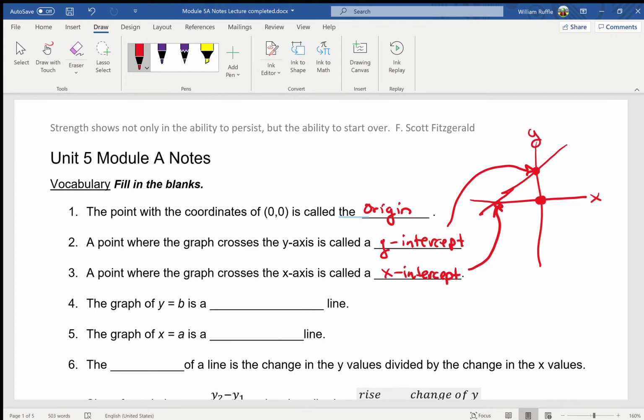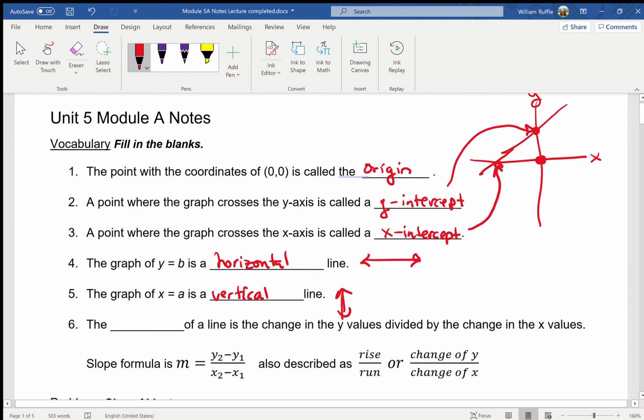The graph of y equals b is a horizontal line. So horizontal is this way, and the graph of x equals a is a vertical. Vertical is straight up and down. So anytime you see x equals something, you know it's vertical, so you just draw straight up and down. Horizontal, y equals something, just draw that. And we'll do several of these and you'll get it. You'll just have to memorize that.